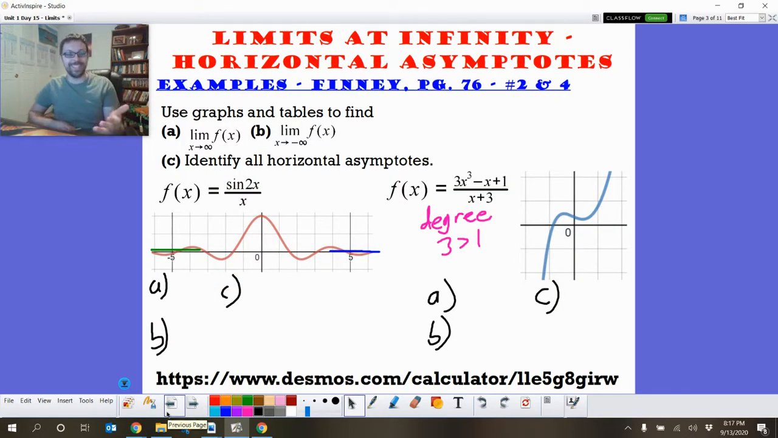So we're going to take a look at these two functions. First, she's playing with the laser over there, so that helps. So we've got sine of 2x over x. And what you notice is as this one is going to infinity, it's wobbling like sine does, but as it goes along, it wobbles less and less and starts wiggling right above and below the x-axis.